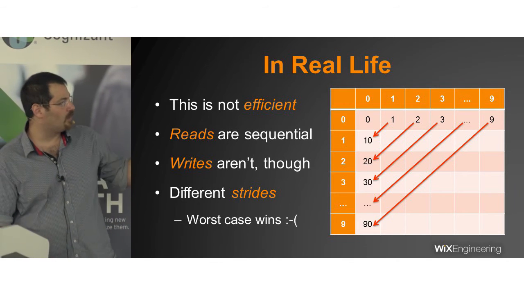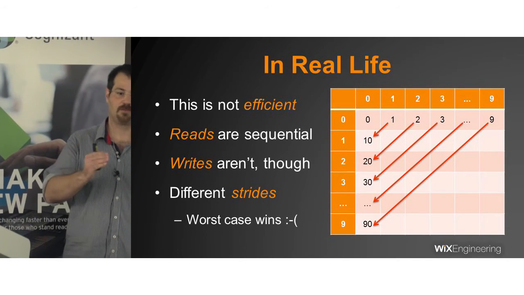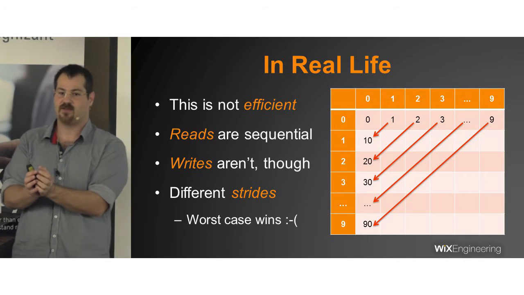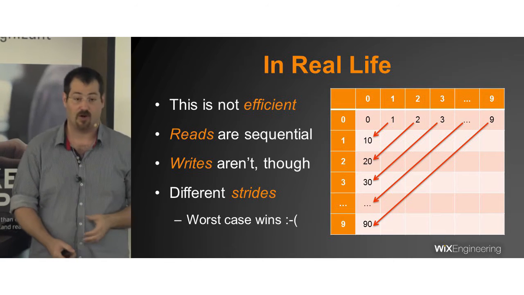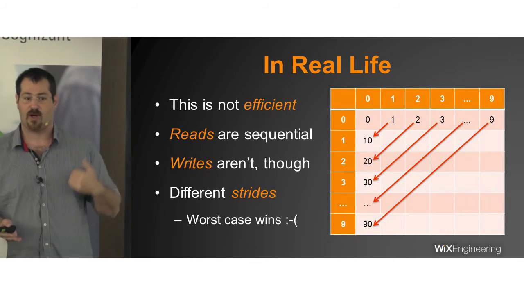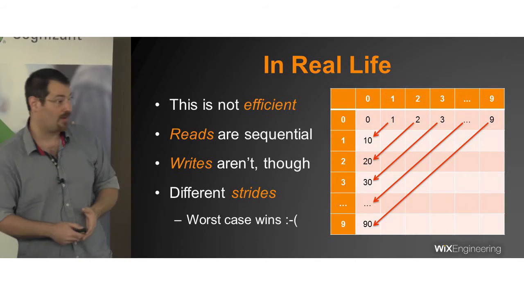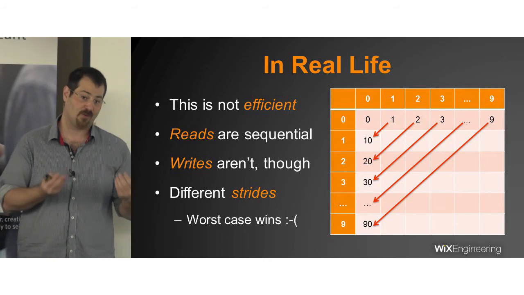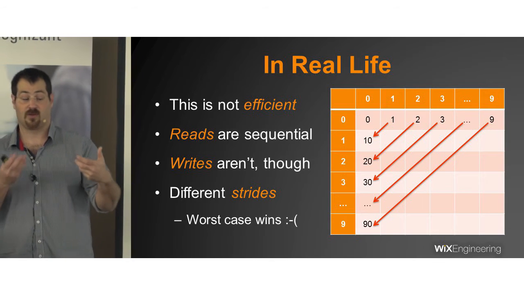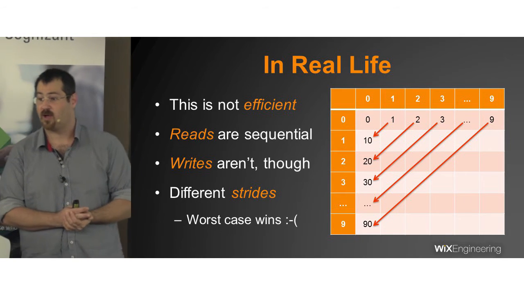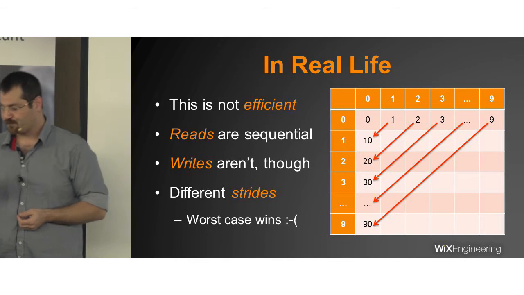By the way, the delta in the memory address between iterations of a loop is generally called a stride. And we have different strides for reads and writes. Unfortunately, because we're doing both at the same time, the worst case wins. We're reading and we're writing, so the slower of the two determines the result of your algorithm.